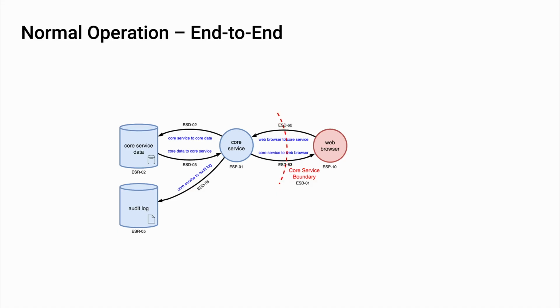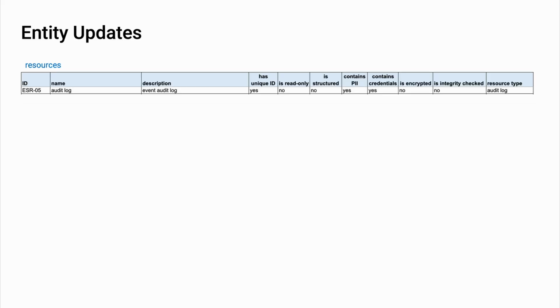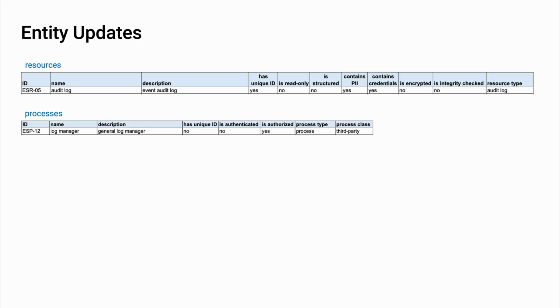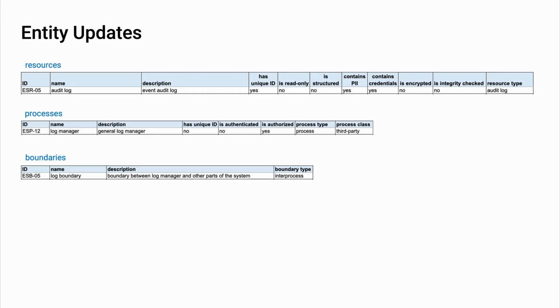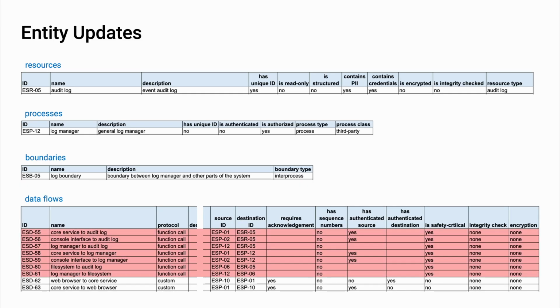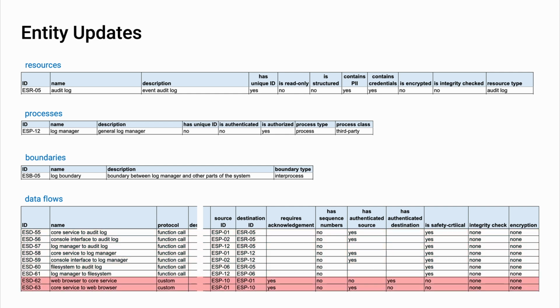Now that we've gotten the diagramming covered, let's look at what the implications are for the DFD entity lists. Here are the entity updates. As you can see, we've got our resource, the audit log, our process, the log manager, our boundary, the log boundary, and 7 new data flows dealing specifically with the audit log. Additionally, we have our 2 end-to-end communication data flows between the web browser and core service. All of this information gets put into an updated revision of the threat model.